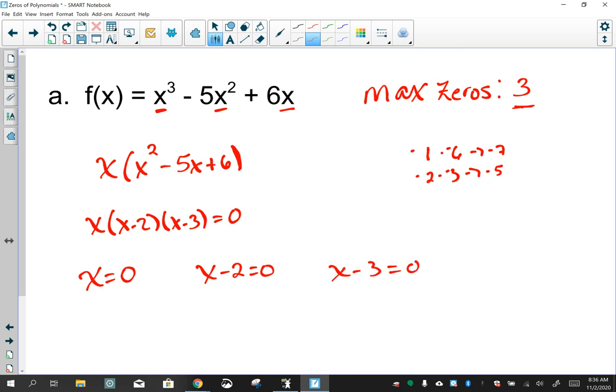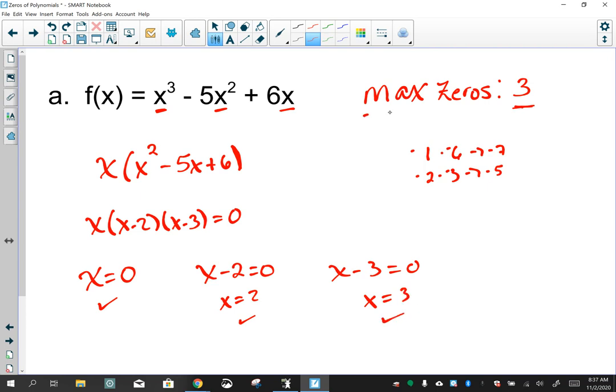Go back to this first one here. There's nothing else to do. That one's done. On this one, I'm going to move that 2 over, and I get x is equal to 2. That one's done. On this one, I got that negative 3. I'm going to move it over, and I get x is equal to 3, and that one's done.